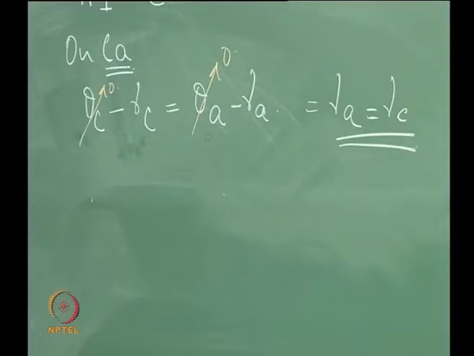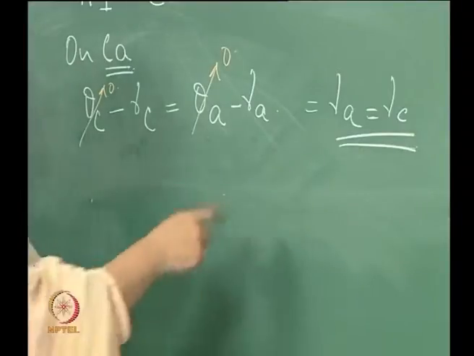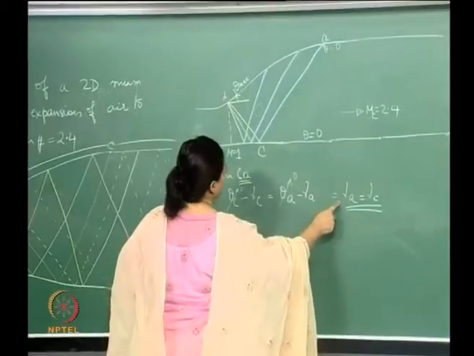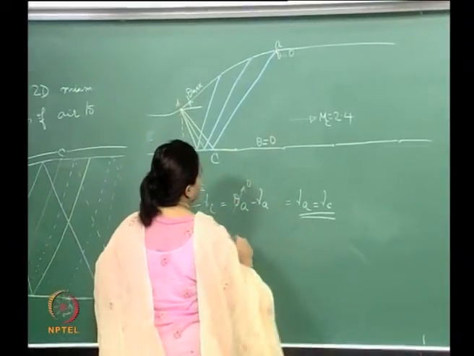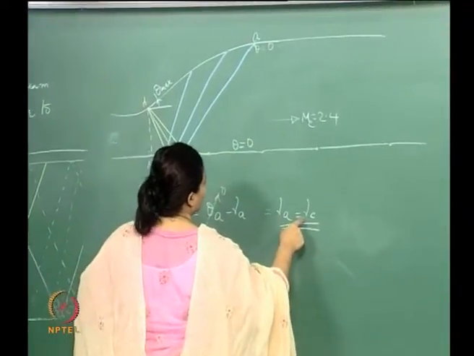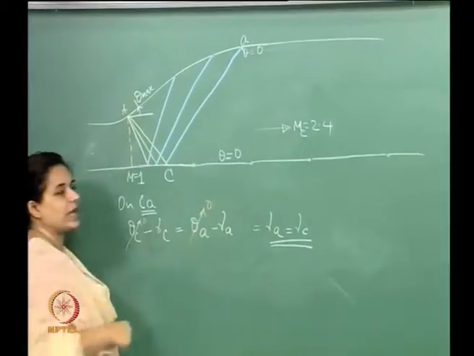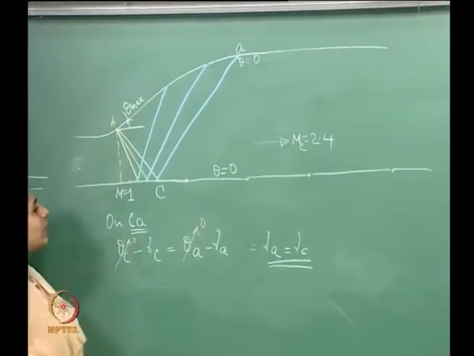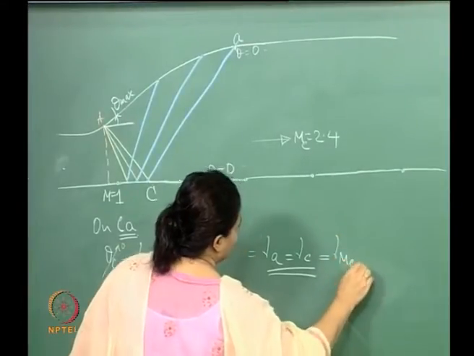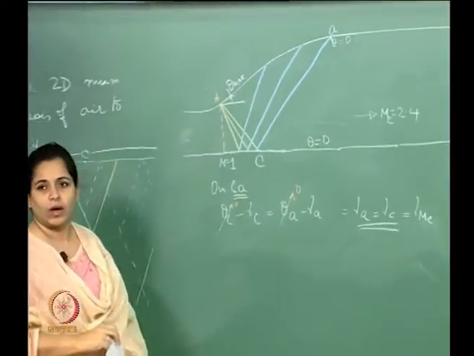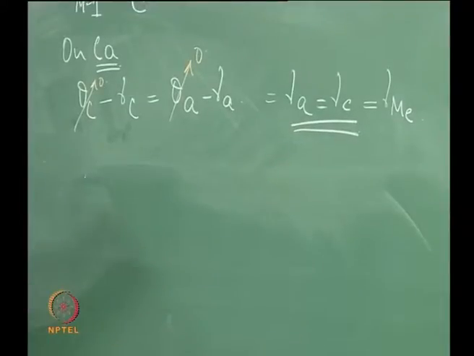Now we also know that this mu a, which is equal to mu c, is also equal to the mu which corresponds to the exit Mach number, isn't it? So therefore this corresponds to the exit Mach number. Okay. So this is as much as we know from here.